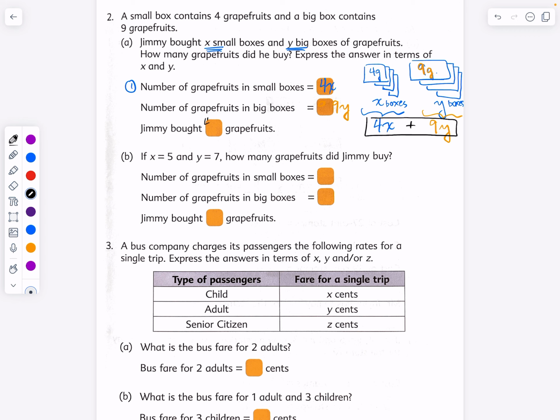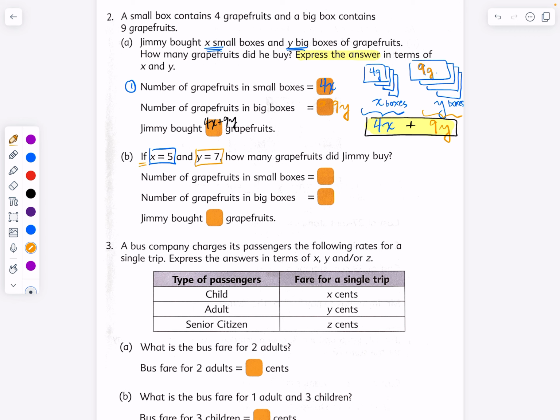4X plus 9Y. That is our expression. Notice the question asked us to express your answer in terms of X and Y. And that is our answer, an expression. We translated English to math. Now, if X is equal to 5, so the number of small boxes is 5, and the number of large boxes is 7.